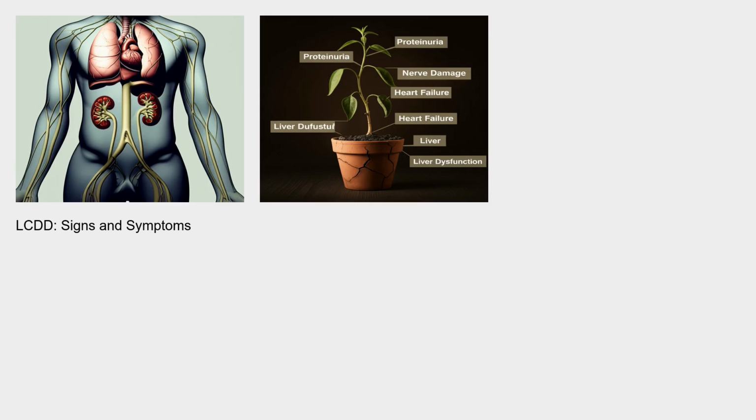The signs and symptoms of LCDD can be quite varied and often non-specific, making early diagnosis challenging. The most common presenting feature is proteinuria, or protein in the urine, which is an indicator of kidney damage. As kidney function declines, patients may experience fatigue, swelling in the legs and ankles, edema, and high blood pressure. In cases where other organs are affected, individuals may experience symptoms such as heart failure, liver dysfunction, or nerve damage leading to numbness or tingling. Unfortunately, these symptoms often develop gradually, delaying diagnosis until significant organ damage has already occurred.